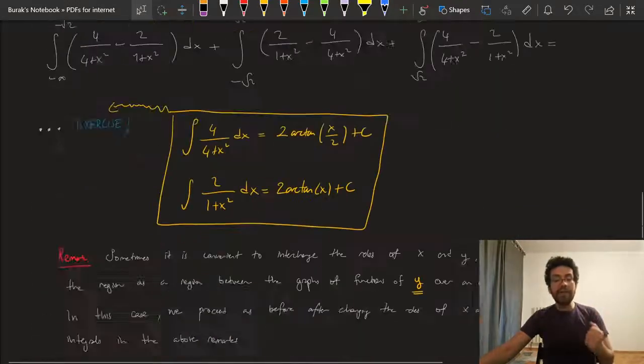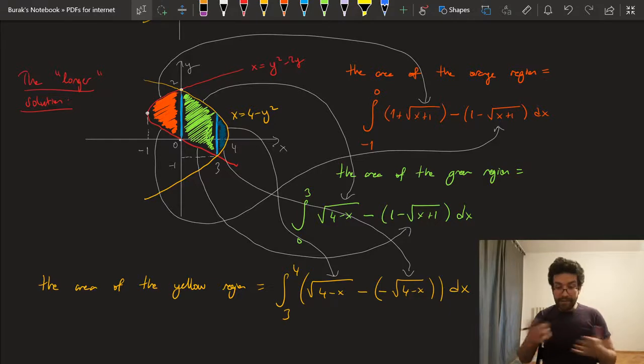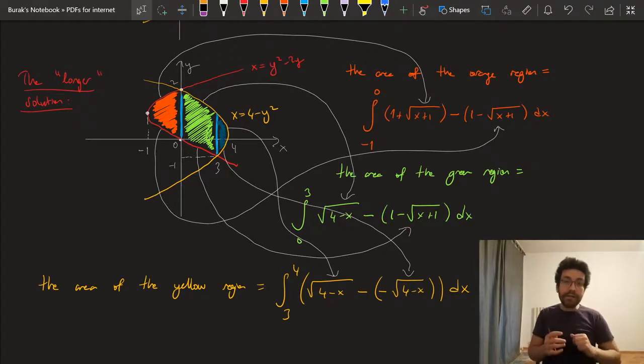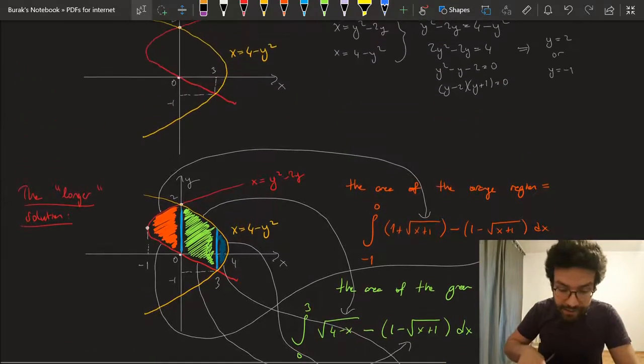In order to do that, I need to see this region as a region between graphs of functions of x. But this region, by its own nature, is not that without any splitting. So I need to split this region into 3 parts, and for each part I needed to find a separate top function and bottom function, and then I subtracted these, I integrated, and so on. You saw what happened. But I could have simply done the following.